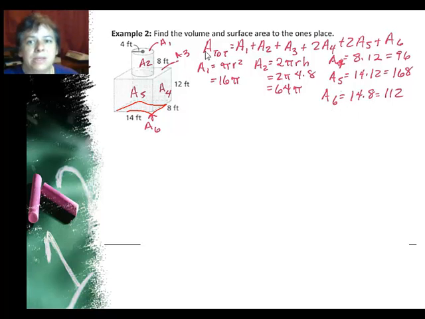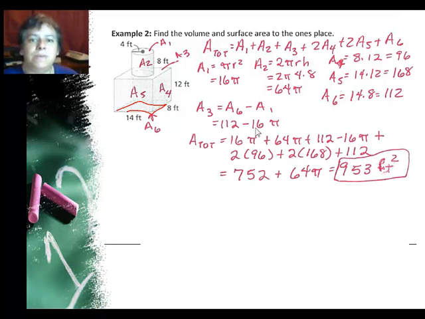Now the only thing I'm missing, you notice I skipped one. I skipped A3. Well, A3 is just the same as this bottom surface area, if I did that square minus the circle. So I did 112 minus 16 pi. Now if I go ahead and substitute all of this into the formula, I get this. 16 pi plus 64 pi plus 112 minus 16 pi plus 2 of the A4s plus 2 of the A5s plus A6.